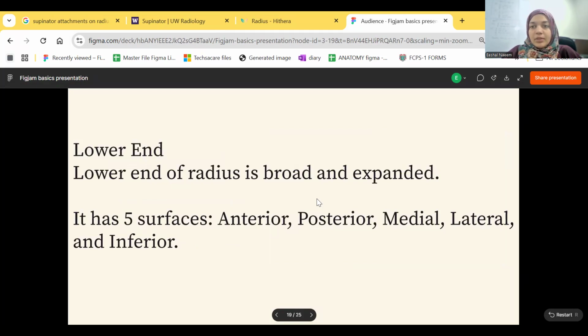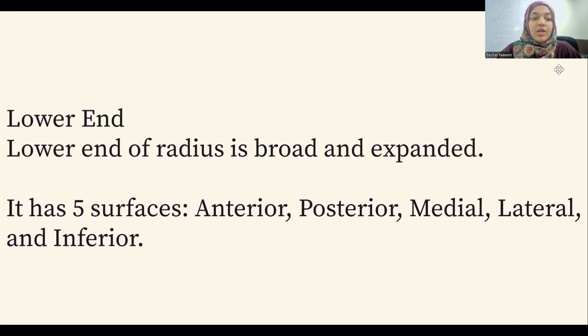Now we talk about the lower end. The lower end is a little complicated. I really hope you guys can brace yourselves. There are five surfaces of the lower end, right? If I hold the bone, we have five surfaces on this quadrilateral shape. We have an anterior and posterior side, a medial and lateral side, and then an inferior side. So we have five surfaces.